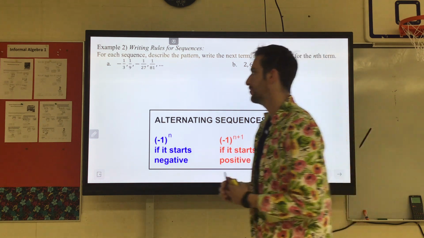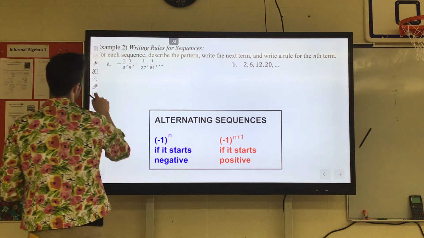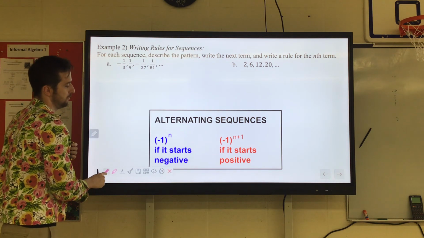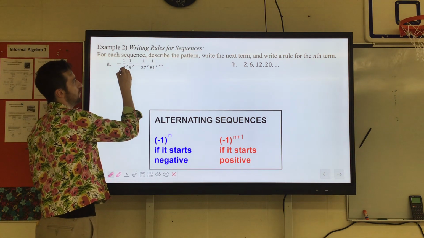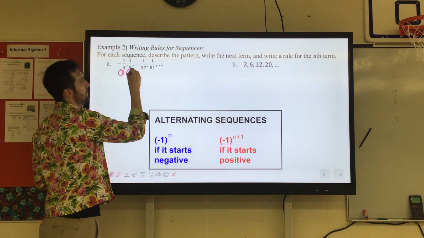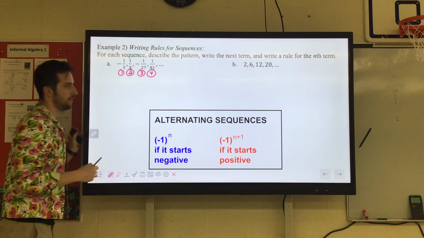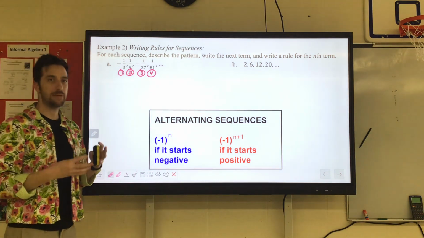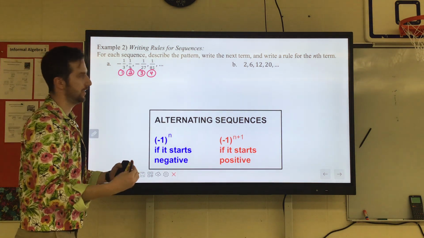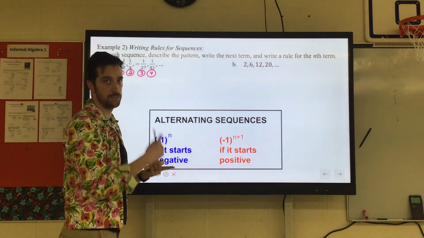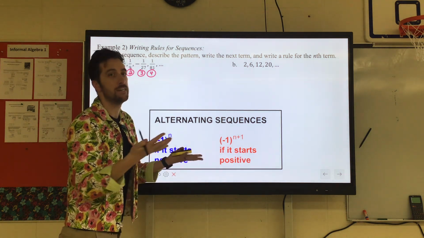All right. So here's how I want you to think of these. We're going to label them by term number. So this would be like our first term, our second term, our third term, and our fourth term. And we have to write a rule based on the term number. So that if they were like, well, what would it be for the 15th term? You could just substitute in 15 in your equation and you're good.